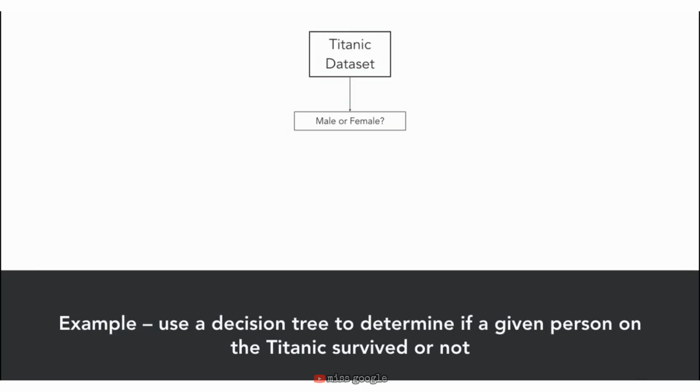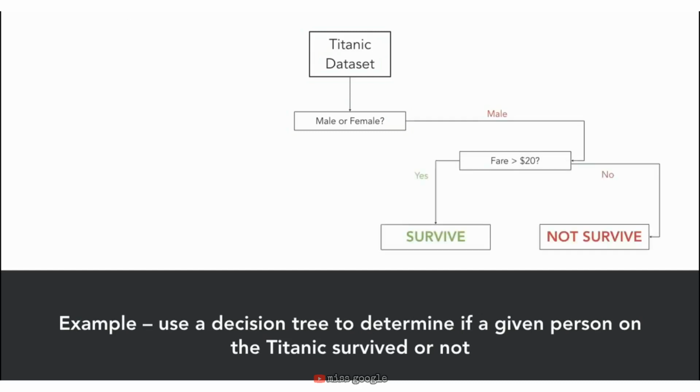So the first thing you'll do is take one person from that Titanic data set, and we'll ask whether they're male or female. We're just going to explore the male side of this decision tree first, and then we'll circle back to the female side. The next question would be whether their fare was over $20 or not. If it was more than $20, then this model would predict that they survived, and if it was less than $20, then the model would say that they didn't survive.